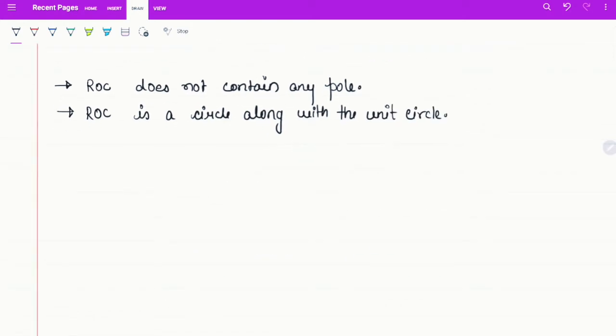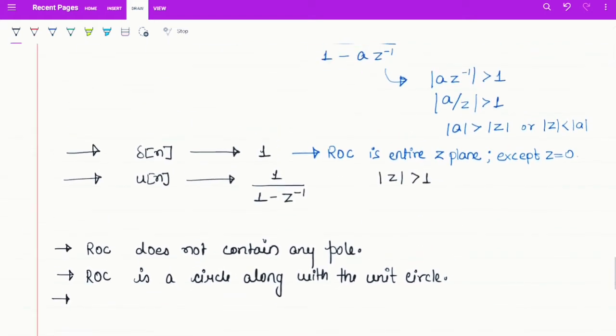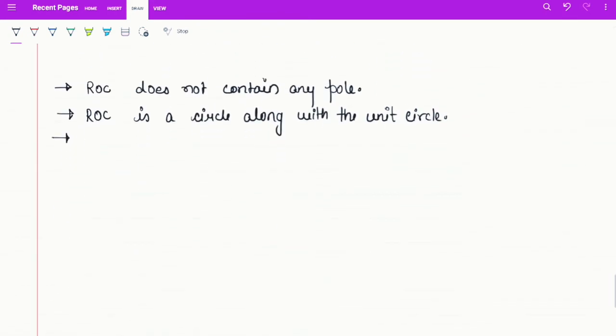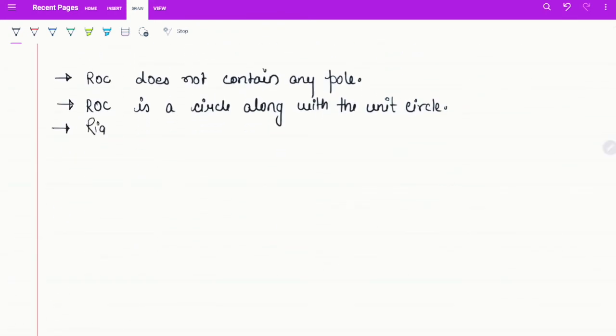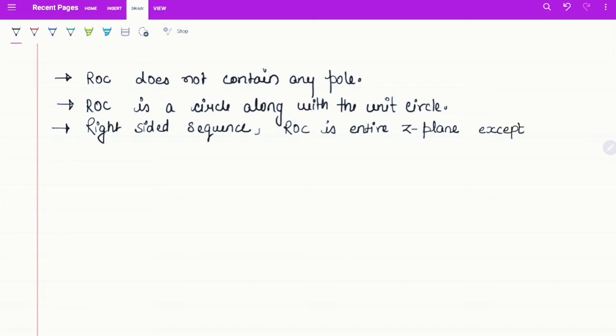Third, for a right sided sequence, the ROC is the entire z plane except z is equal to 0.